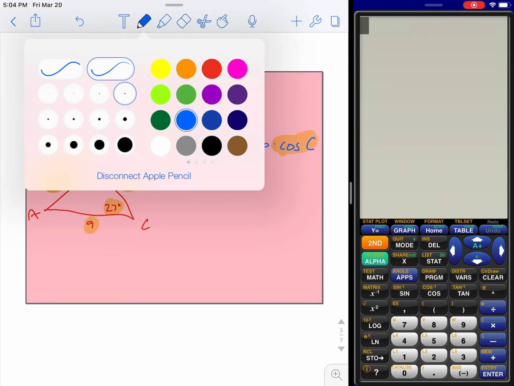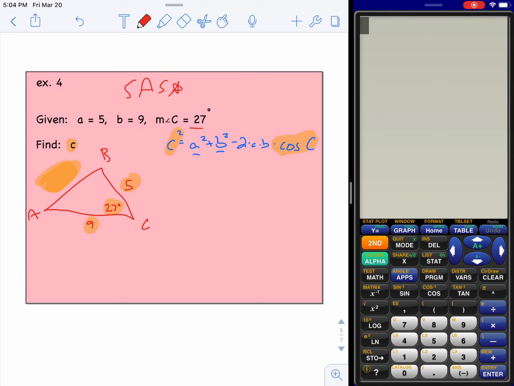All right, well, I'm just going to plug and chug these numbers here, right? So I'm looking for c squared. I don't know it. I'm going to plug in for a. I'm going to plug in for b. Same here. And cosine of 27 degrees. And now I'm just going to do some calculator work. And you should be able to see that on the right side of my screen.